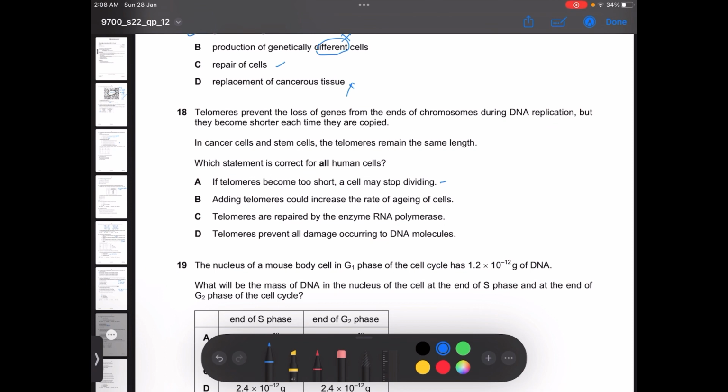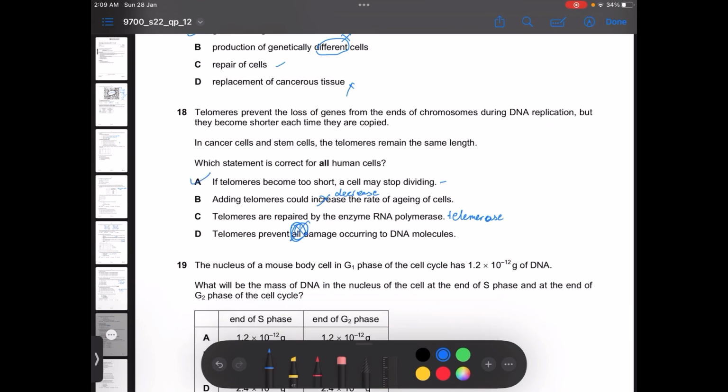Adding telomeres could increase the rate of aging. It would decrease the rate. Telomeres are repaired by the enzyme RNA polymerase. It is repaired by telomerase. Telomeres prevent all damage occurring to DNA. Not all. Okay, so the answer is A.